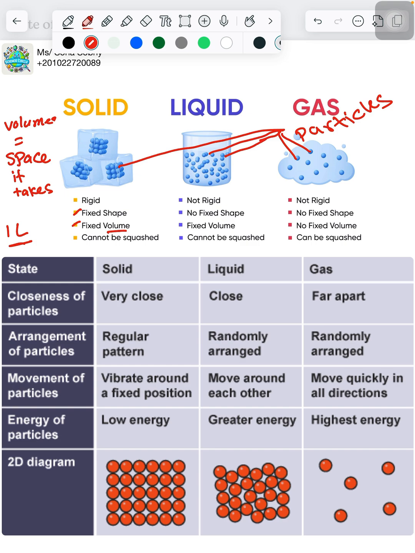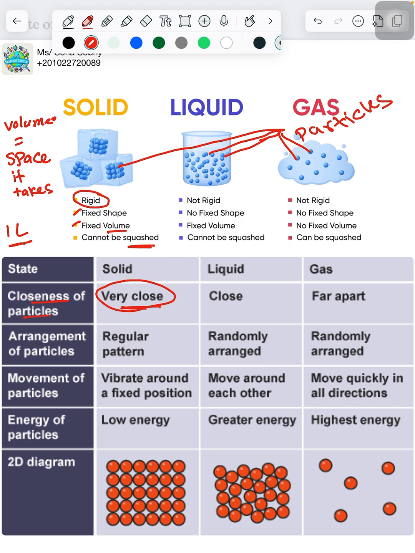So again, solids have fixed volume and fixed shape. They are rigid, which means they don't change shape easily and they can't be squashed or compressed. The particles in a solid are very close, so if the examiner asks you about the closeness of particles, you should write particles are very close together.